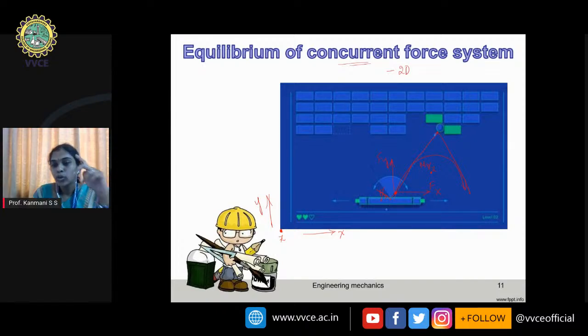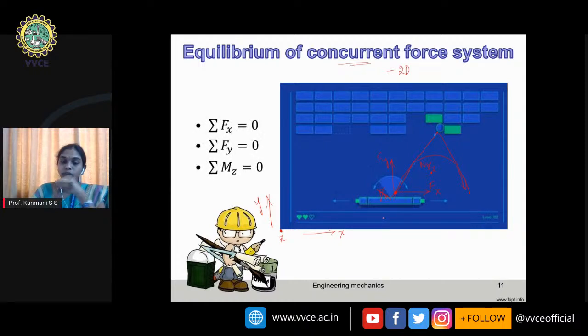So if you want to make a two-dimensional object settle in its equilibrium position, then make sure that its horizontal motion, vertical motion, and rotation about its z axis are equal to zero. If these three things are equal to zero, then automatically the resultant force will be equal to zero. Once the resultant is zero, the body will come under the state of rest or equilibrium.